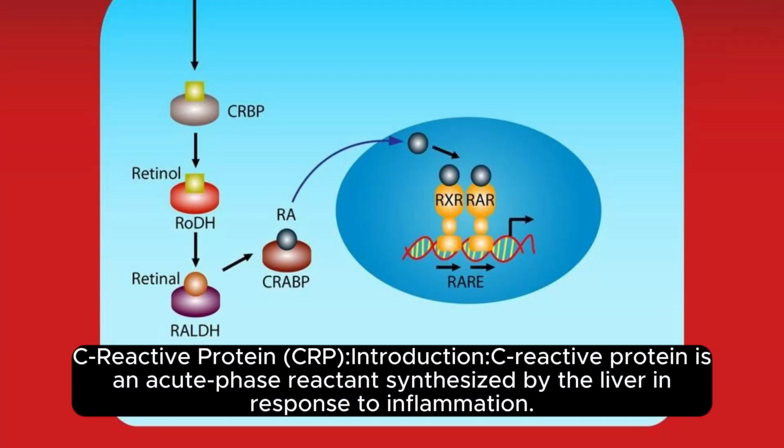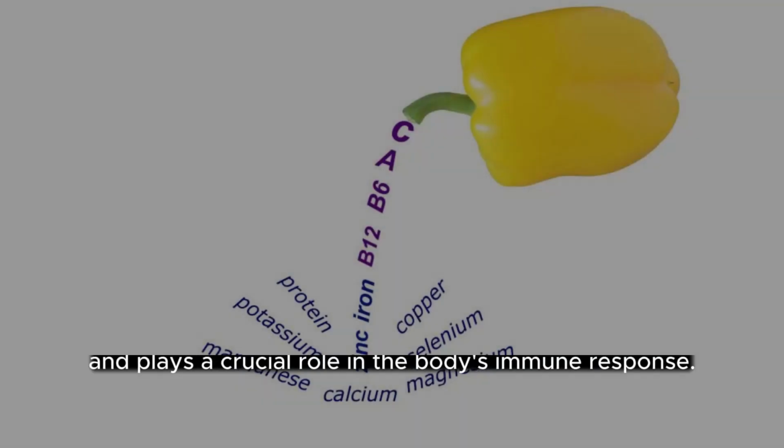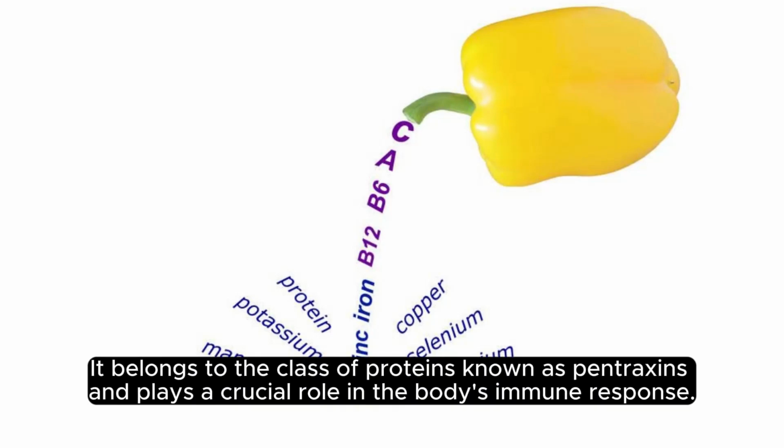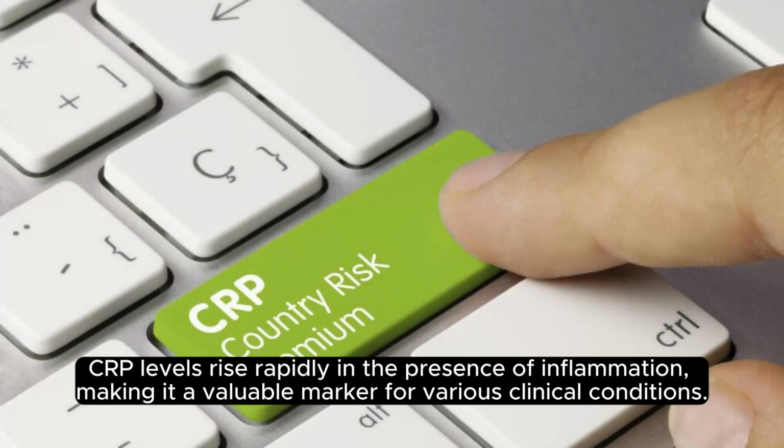C-reactive protein, CRP. Introduction. C-reactive protein is an acute phase reactant synthesized by the liver in response to inflammation. It belongs to the class of proteins known as pentraxins and plays a crucial role in the body's immune response. CRP levels rise rapidly in the presence of inflammation, making it a valuable marker for various clinical conditions.